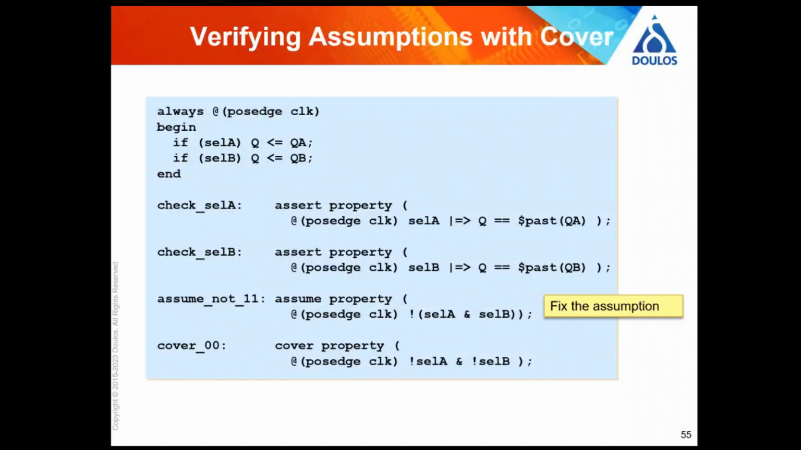And so one way of doing it is to write what is called an assumption. So here, can you see, instead of saying assert property, we're saying assume property. And we're saying assume property that cell A and cell B are never both high at the same time. So now we've excluded the illegal combination from the tool's explorations, basically. And so now it would pass, basically.